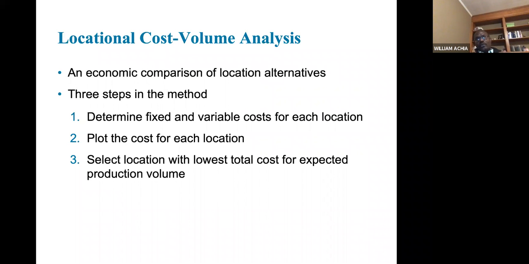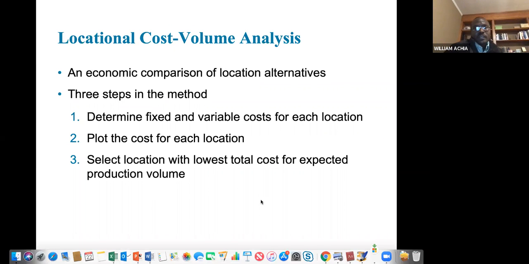Now, let's look at a different approach. Let's look at the location cost volume analysis approach. And here, this is again another pretty simple approach to determine what's the best location to go for based on costs, okay? Costs followed by how much volume you expect to have at each location, okay?